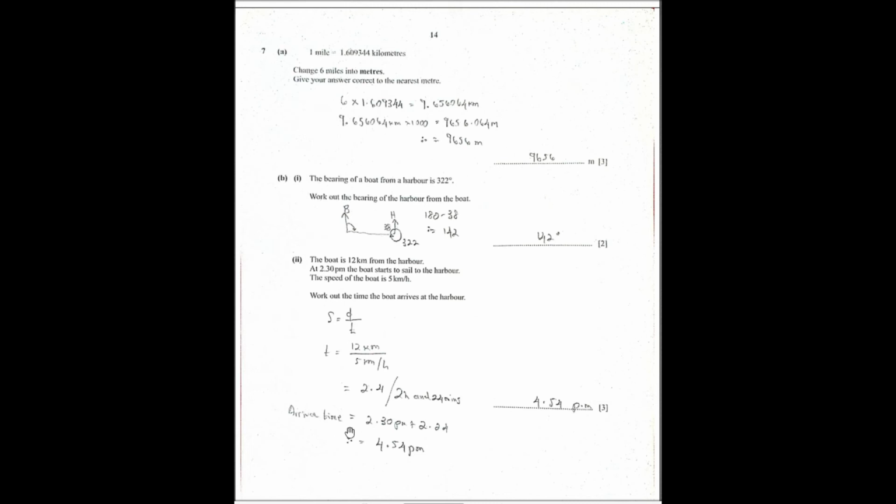So to find the arrival time, we take the starting time, which was 2:30 p.m., and we add back the time required for the boat to arrive at the harbor, which is 2 hours 24 minutes, and the expected arrival time must be 4:54 p.m. That is our answer.